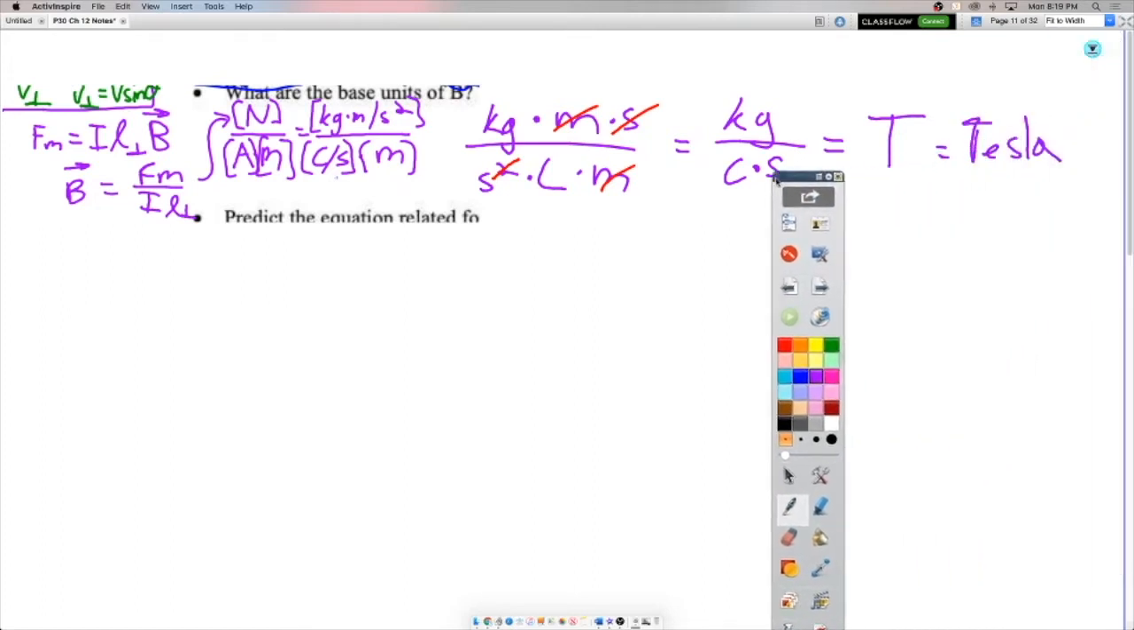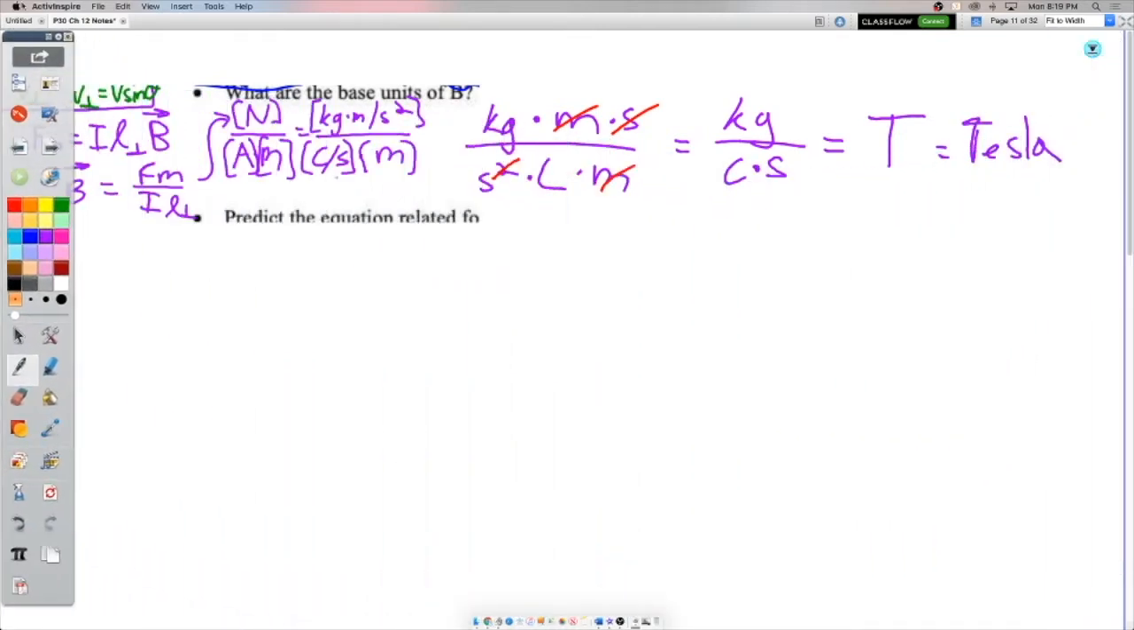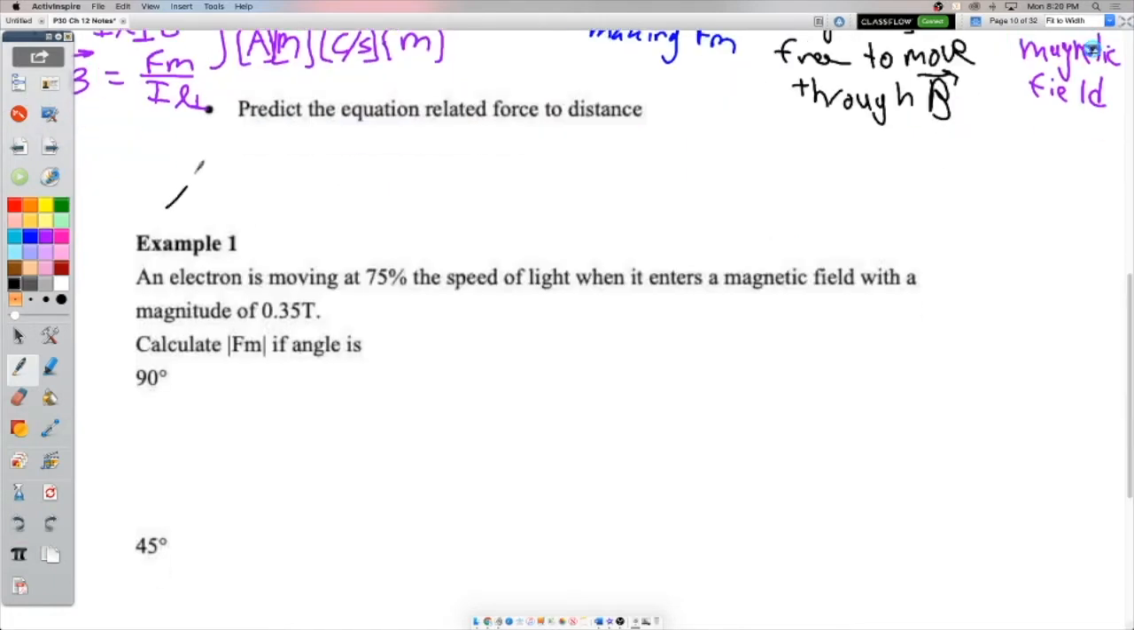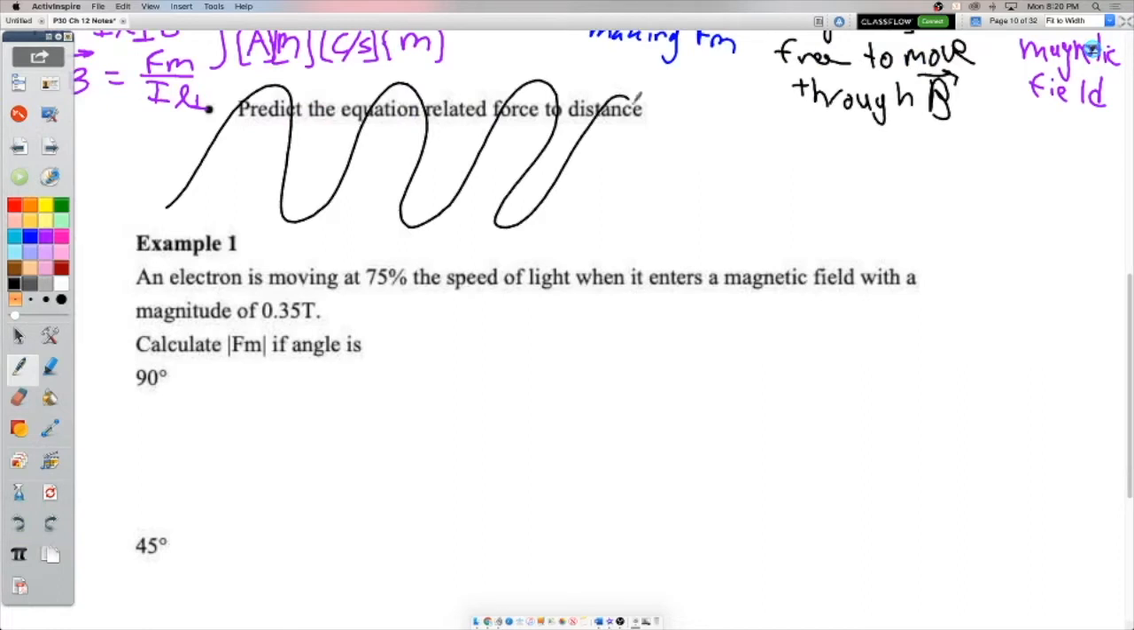Might be more famous now as a car, but Elon Musk actually named the Tesla after Tesla as well. Okay, I'll challenge you to use the other formula, right? Try using that one to derive the same unit. See if you can get the kilogram per coulomb second for that guy as well. I'm just going to skip this because it's kind of lying to you a little bit.